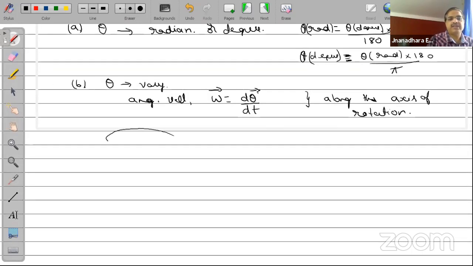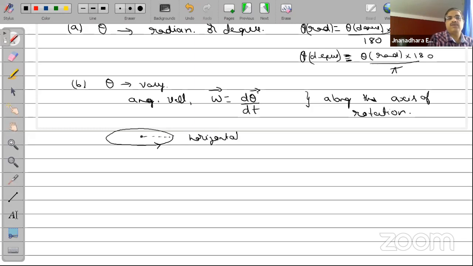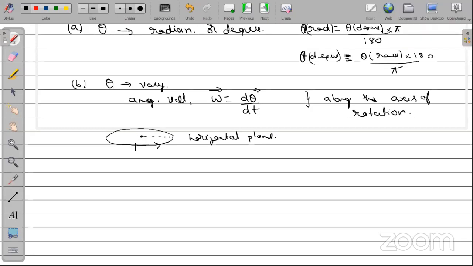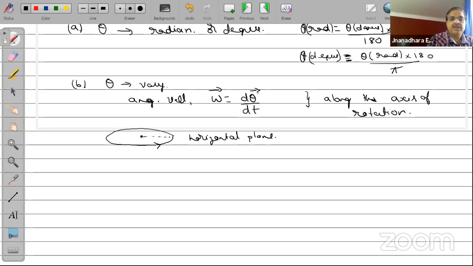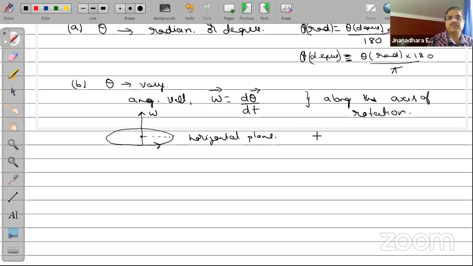If there is a circular motion like this in the horizontal plane, which is perpendicular to the plane of the book right now, and the rotation is in this particular way, then the angular velocity will be represented like this, because this theta motion is along the anti-clockwise direction. Then omega is taken to be positive. Positive is upward.